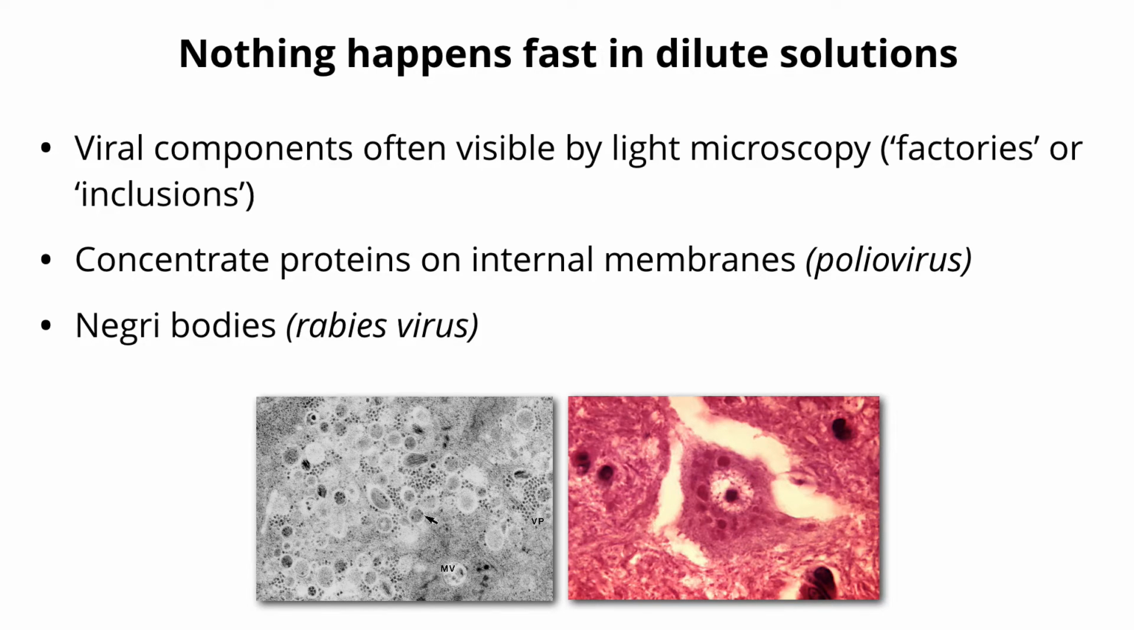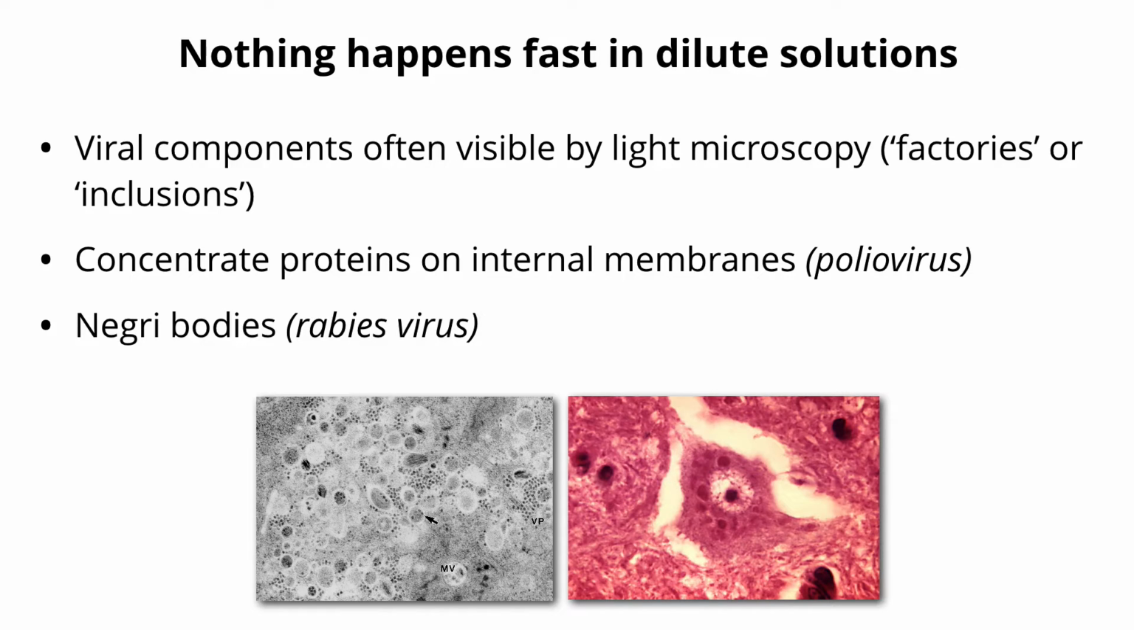So the genomes and the proteins are brought to a place, and there are so many in one place that you can see them accumulating. And Negri was an Italian pathologist living many years ago, and he was looking under the microscope and he saw these. And he said, these happen in a rabies infection. He called them Negri bodies, and he had no clue what they were. Now we know that they are factories for the assembly of rabies virus. And again, the reason why they exist is to speed up assembly.